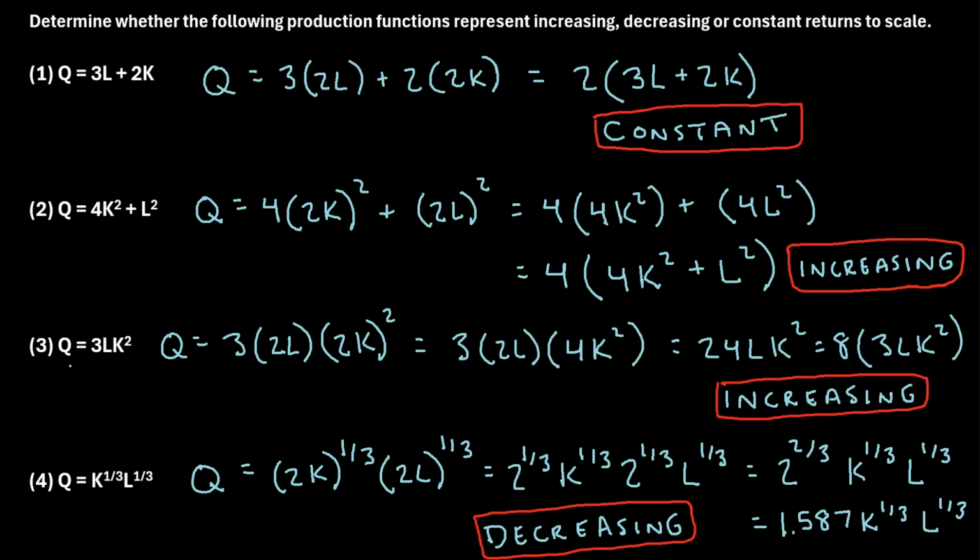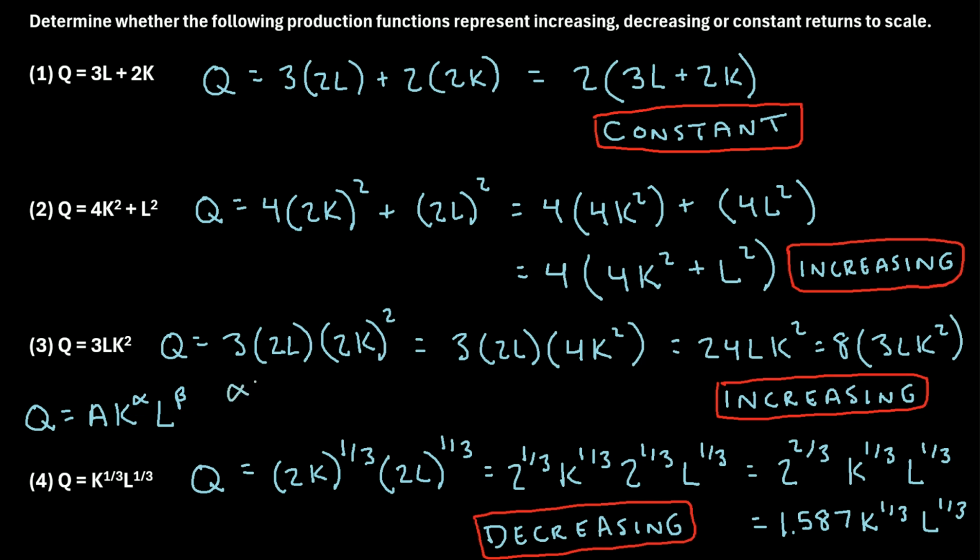Now, one last thing that I want to mention is that examples 3 and 4 are examples of Cobb-Douglas production functions, which take on the following format. Q is equal to A, where A is just some coefficient, times K to the alpha times L to the beta. So remember, K is our capital and L is our labor. When we have a production function in this format, all you have to do to figure out if the production function represents increasing, decreasing, or constant returns to scale is add the exponents.